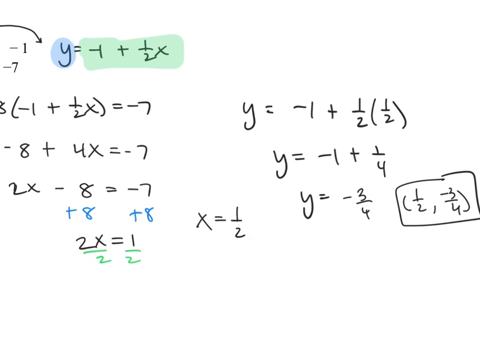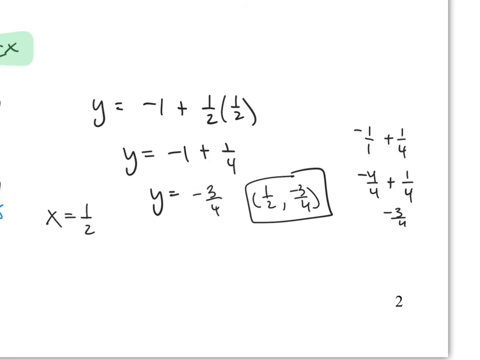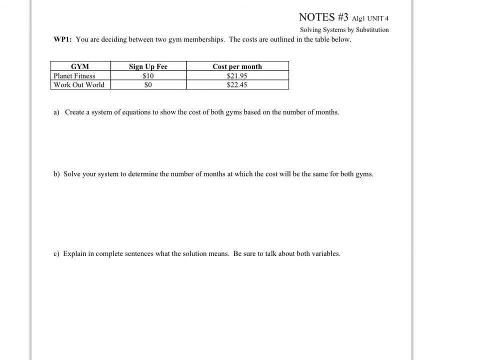I then took this value and plugged it into where y was isolated, and so here I'm going to replace x with 1/2. 1/2 times 1/2 is 1/4, and then I was adding 1/4 to -1. So I did this off to the side, and I did -1/1 plus 1/4, and I made a common denominator of 4. And so -4/4 plus 1/4 would be -3/4 for a final answer of positive 1/2, -3/4.